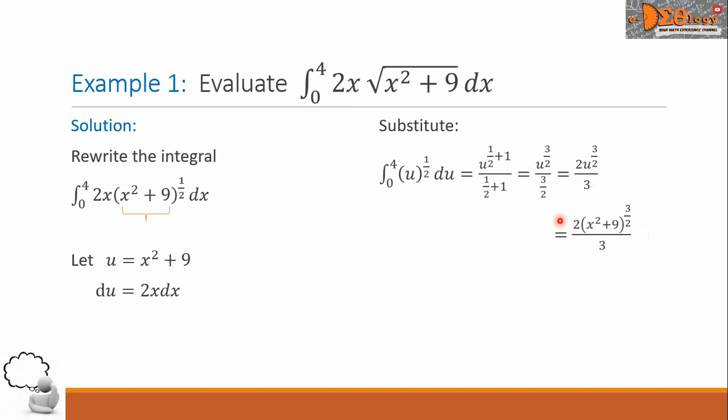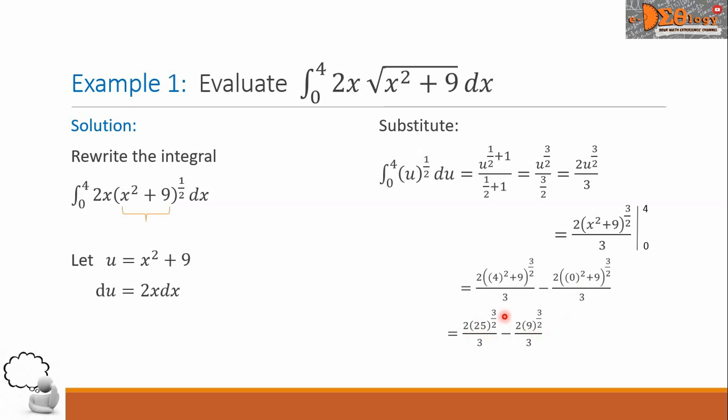Now let us evaluate this with regard to our limits of integration, 4 and 0. Starting with 4, we have this expression minus the function evaluated at 0. Now let us simplify. 4 squared is 16 plus 9 is 25. The 0 squared is simply 0 plus 9 is 9. So we write here 9.